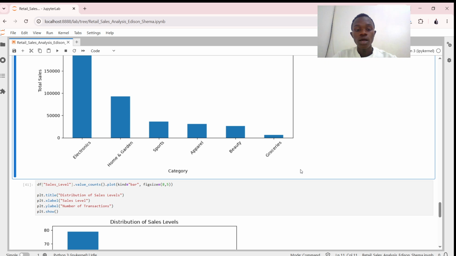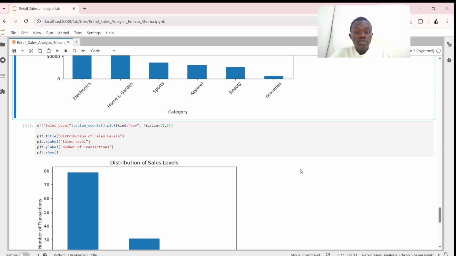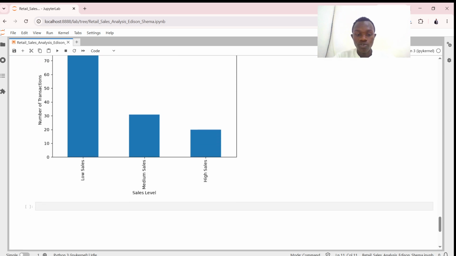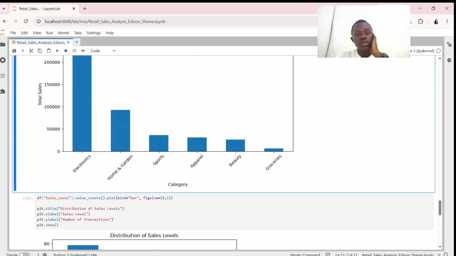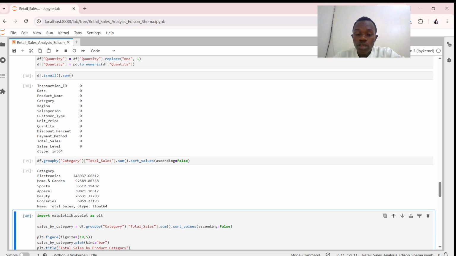For the second visualization, I focused on understanding the distribution of sales levels. This chart shows that most transactions were classified as low sales, followed by medium and high sales. This suggests that although some categories generate strong revenues, many individual transactions contribute smaller amounts, as you can see in this visualization.